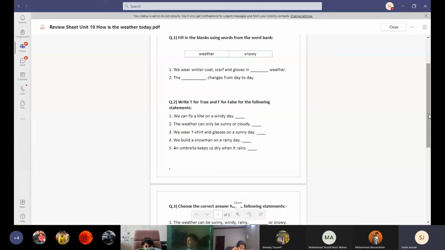What about true or false? We can fly a kite on a windy day. True. The weather can only be sunny or cloudy. Yes, Ayan, Asad, is it true or false? The weather can be only sunny or cloudy? False. We wear t-shirt and sunglasses on a sunny day. True. Okay. Insha and Manal, you have to also answer.